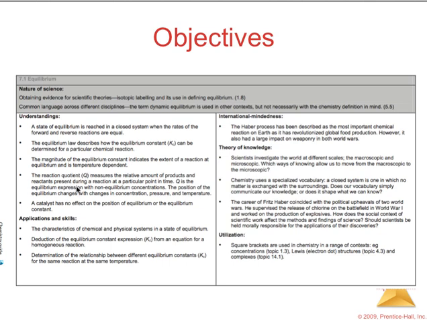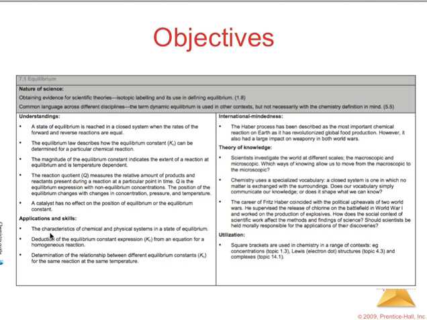Then there is something called a reaction quotient that we will look into, and that will allow us to determine which way the system will shift to regain equilibrium. And finally, a catalyst has no effect on the position of the equilibrium, just on the rate. So a catalyst typically will allow you to reach equilibrium quicker.